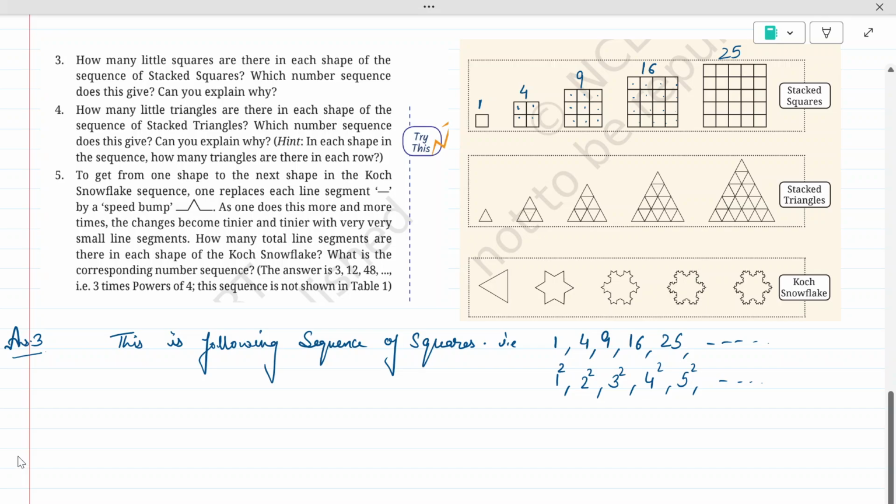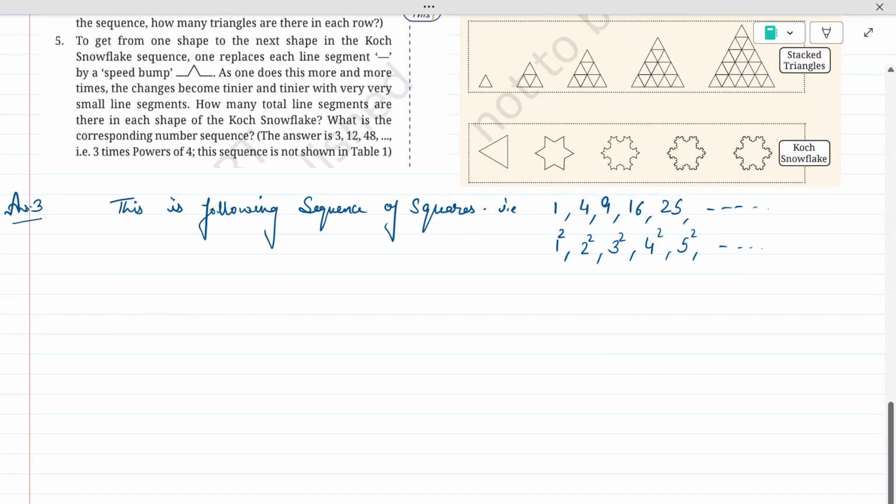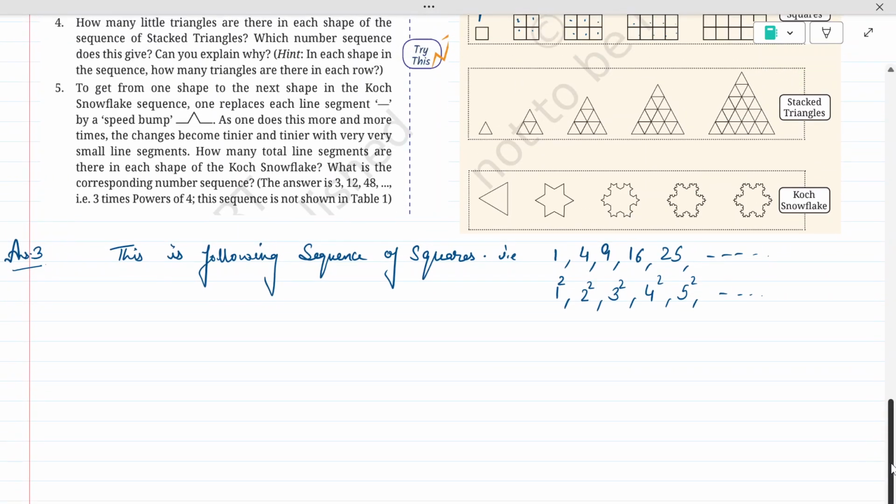Next is our answer number 4. How many little triangles are there in each shape? Now we have to count the triangles in this image. Which number sequence does this give? Can you explain why? Okay, so I will just move it a bit. Yeah. Answer number 4.